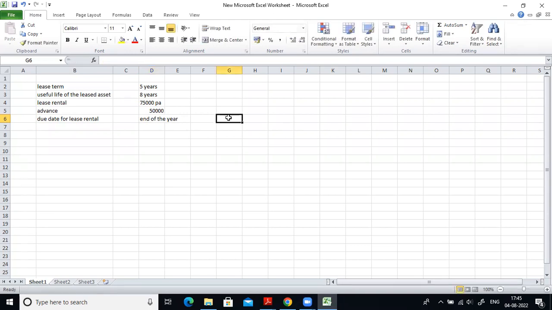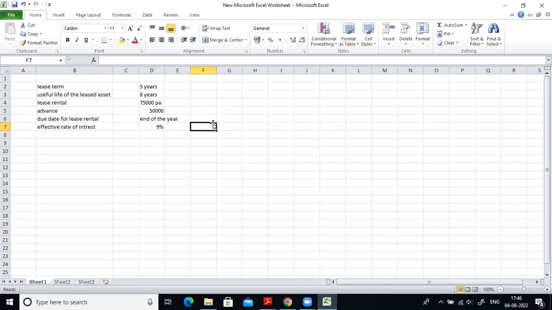So this is some information regarding this. The lease term is 5 years. Useful life of the leased asset is 8 years. Lease rental 75,000 per annum. Advance 50,000. Due date for the lease rental is the end of the year. Then effective rate of interest is 9%. So this is the information.